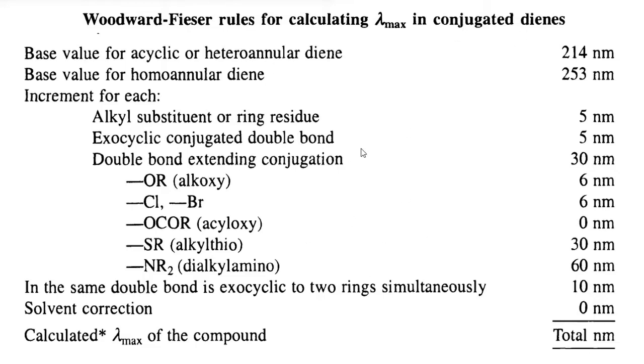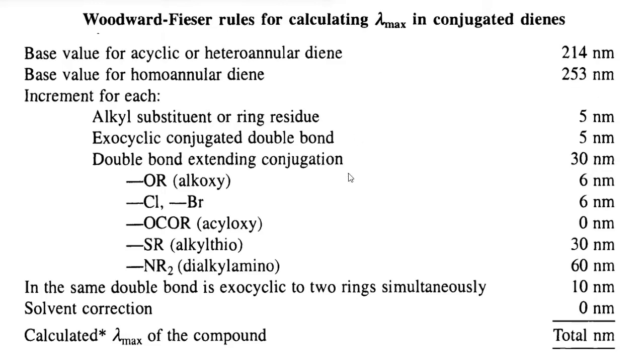It is the empirical rule for calculating lambda max. See, the base value for acyclic or heteroannular diene is 240 nanometer. For homoannular diene, the base value is taken as 253 nanometer.